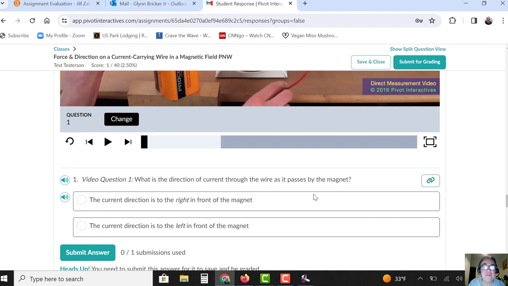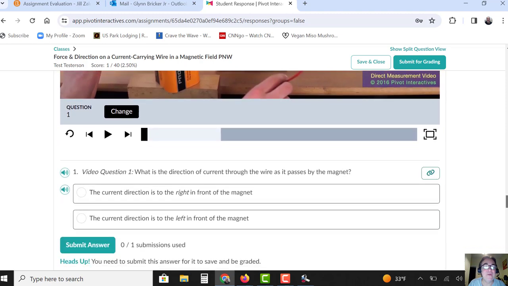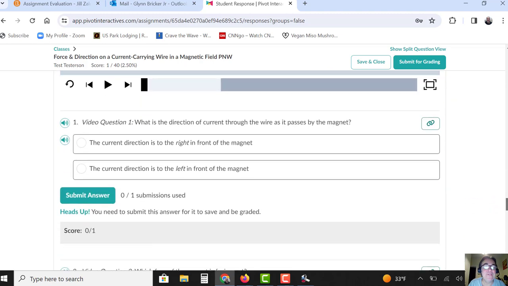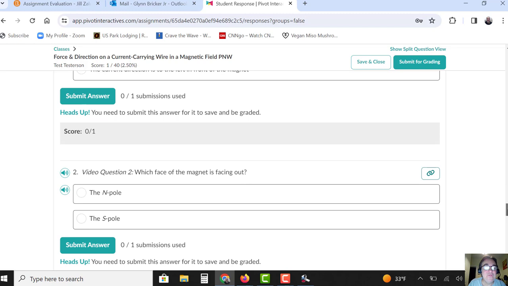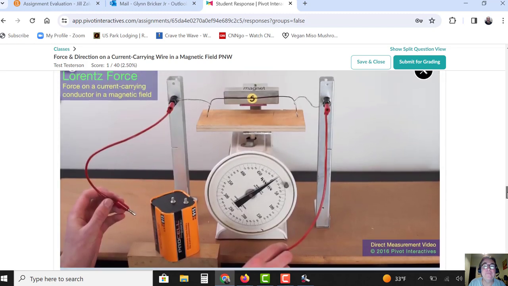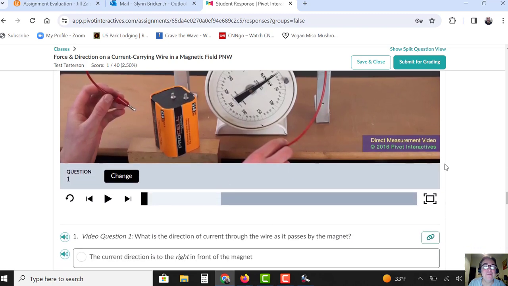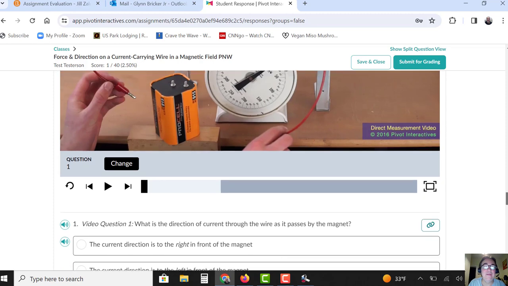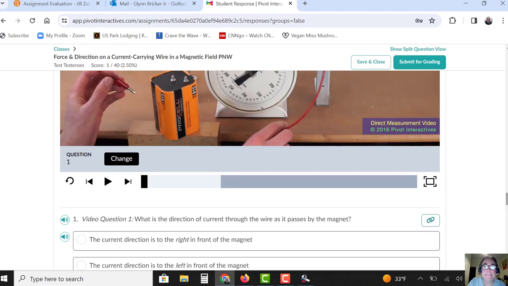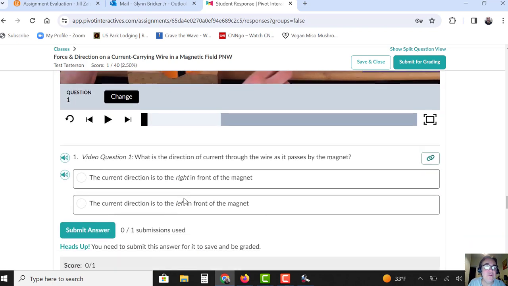Video question 1. What is the direction of the current through the wire as it passes by the magnet? Okay, so I don't want to give too much away. You can answer those. Which face of the magnet is facing out? So again, you can take a look at the picture there. These all go with this video. Okay, so this video question 1 goes with this video.